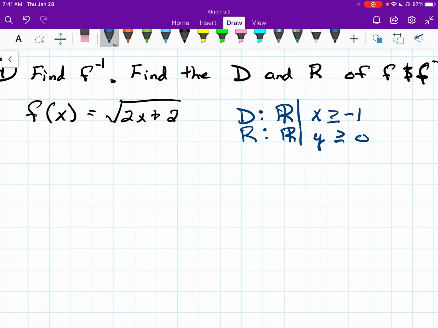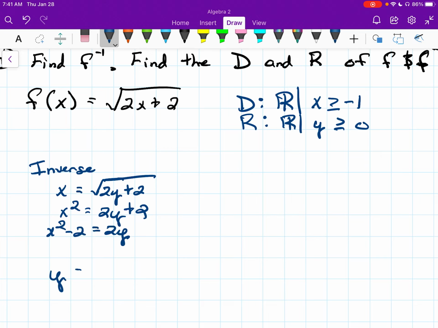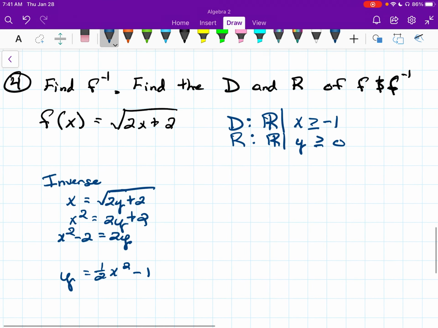Now for our inverse, well, we swap our variables. So this is going to be x equals root 2y plus 2. So we square it and we get x squared is 2y plus 2. So x squared minus 2 is 2y. And y is 1/2 x squared minus 1. So we should start seeing a pattern here. The quadratic and the root function are inverses of each other.